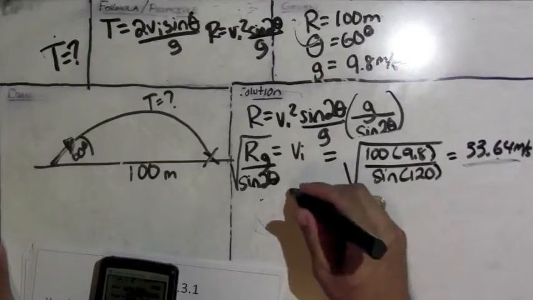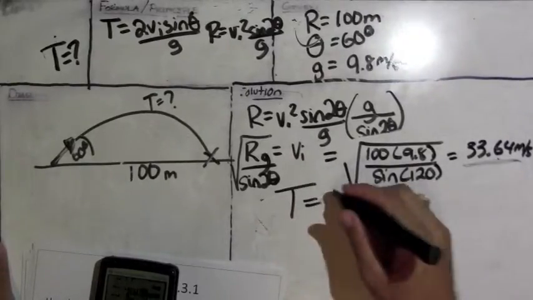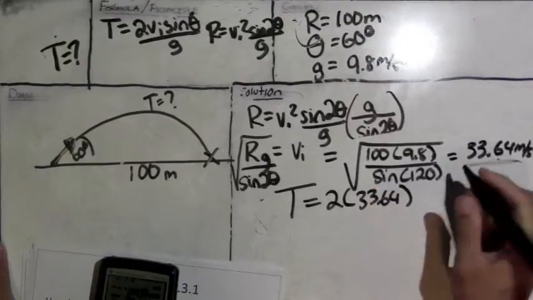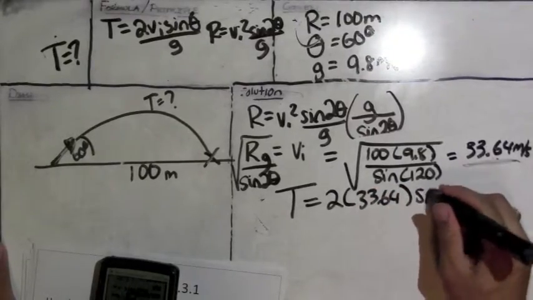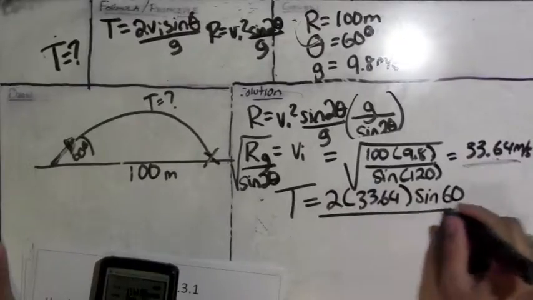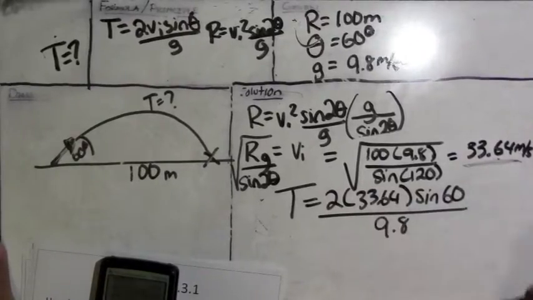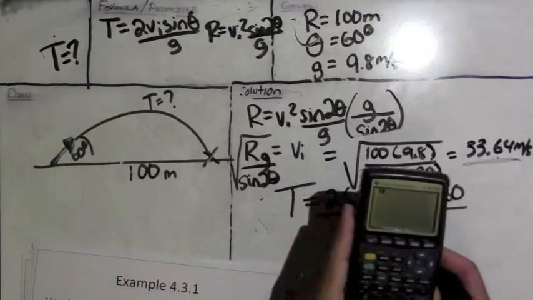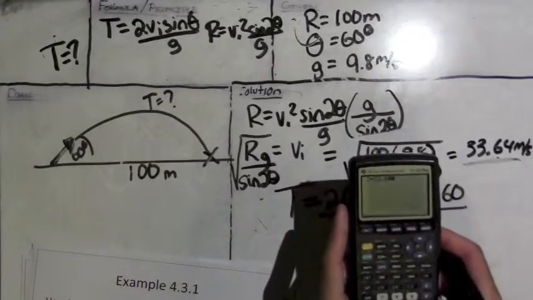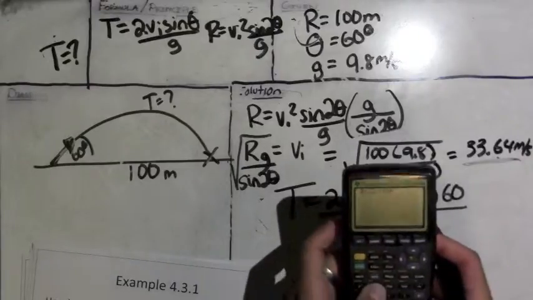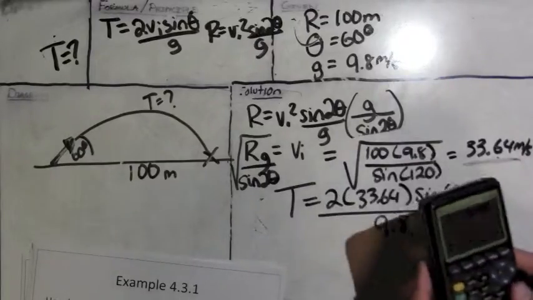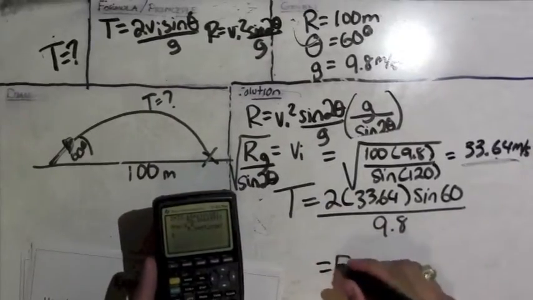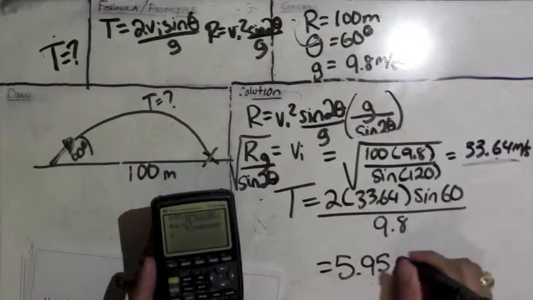So now we can plug in: T is equal to 2 vi times the sine of 60, all of that over g, which is 9.8. We now plug our numbers into the calculator: 2 times 33.64 times the sine of 60, divided by 9.8, and we get a flight time of 5.95 seconds.